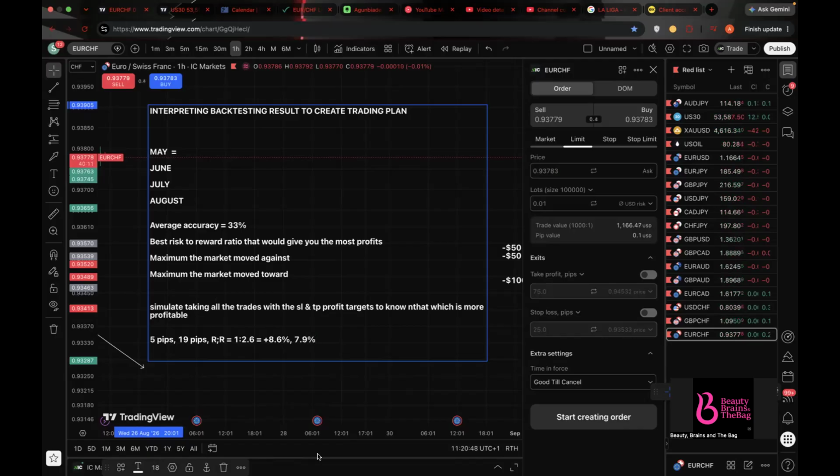So definitely I'm not going to risk 1% per trade. Who risks 1% per trade when you're not trading for a firm? So definitely I'm going to risk 5% per trade. So if I'm risking 5% per trade, my profit here will be 39.5%.